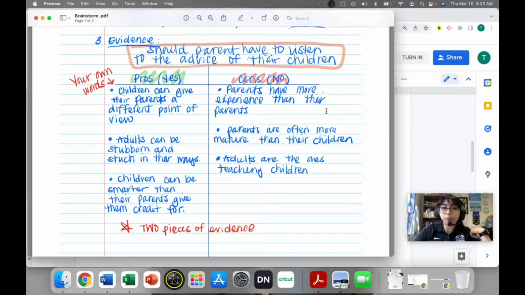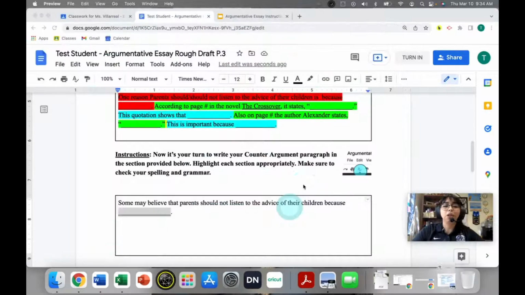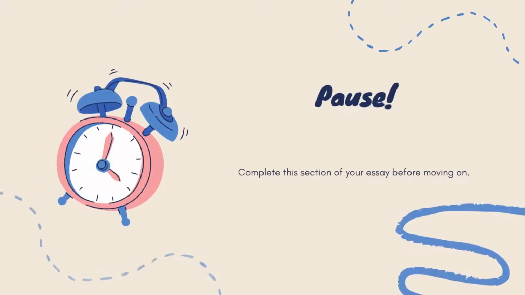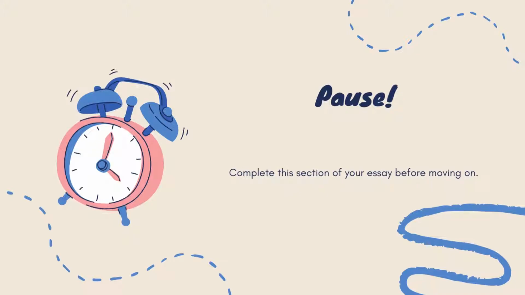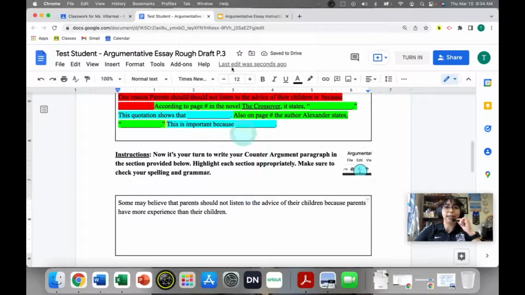So maybe people might say, parents have more experience than their children, is what it should say. So then here I could write, some people may believe that parents should not listen to the advice of their children because parents have more experience than their children. Okay, cool. That's a reason why someone might disagree with me.